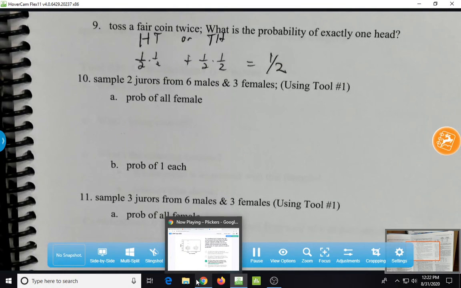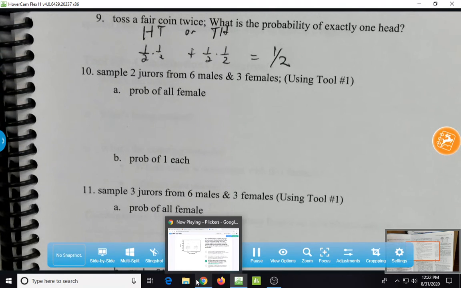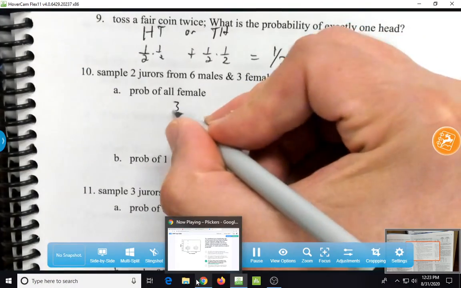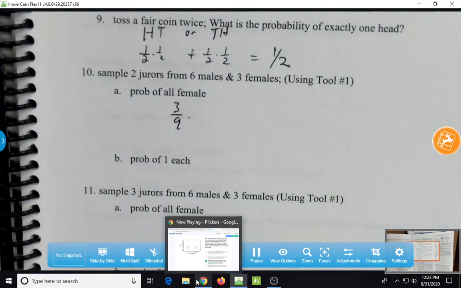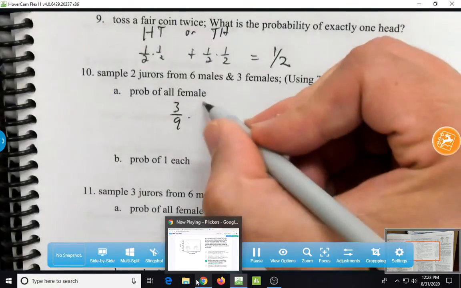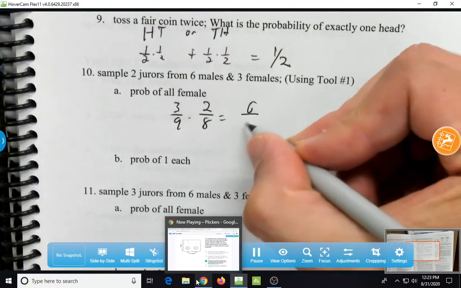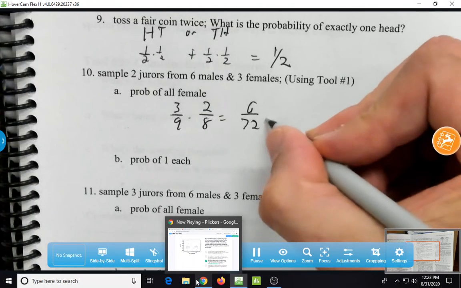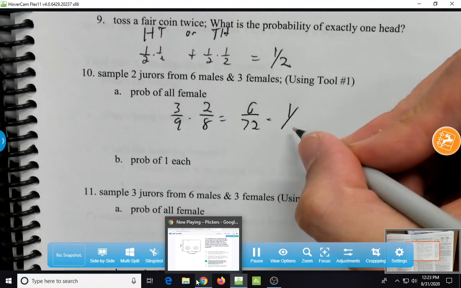Let's try the next one where we're going to have 2 jurors, 6 males and 3 females. What's the probability that we get all female? Well, in this case, what's the first one have to be? A female. What's that probability? Yeah, 3 out of 9. And we've used up a female and a possible juror. So what's the next one going to be? What's the probability of the second one being a female? 2/8. And so we get 6/72, or 1/12.